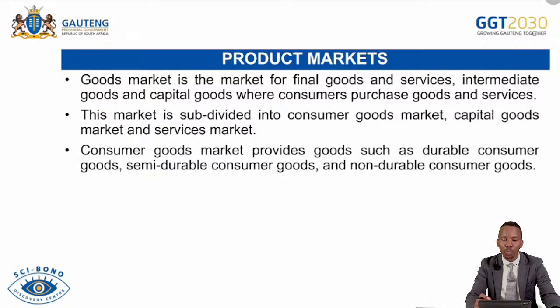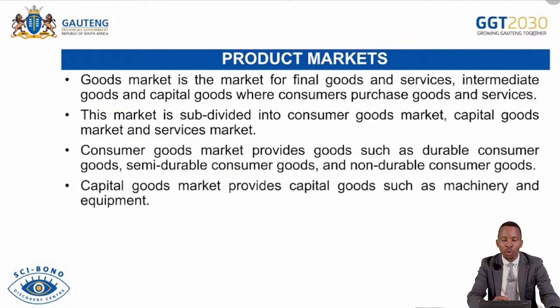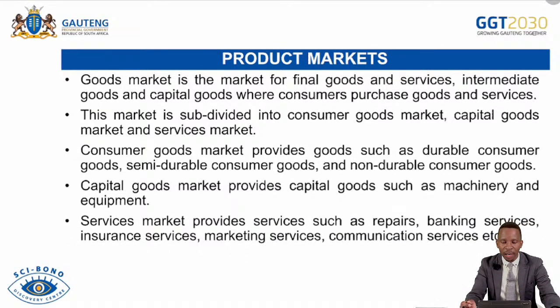So we know that the consumer goods market is where we find the likes of durable consumer goods, semi-durable consumer goods, non-durable consumer goods. And then also in the consumer goods market, we come across intermediate goods that are used by the household to prepare their food or their stuff. The capital goods market, that's where we find the likes of machinery and equipment that are used by producers to produce goods and services. The services market provides services such as repairs, banking services, insurance services, marketing, etc. There are so many services that are found in the services market.